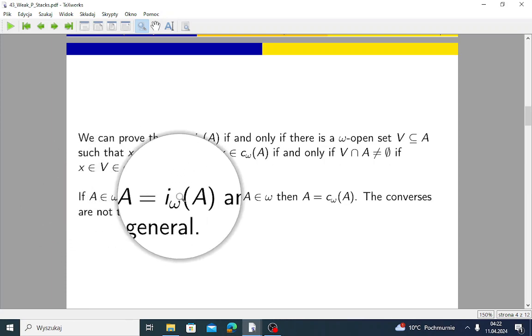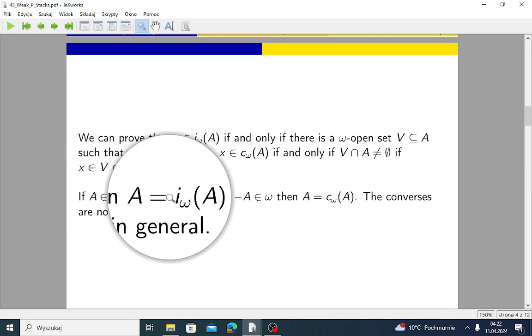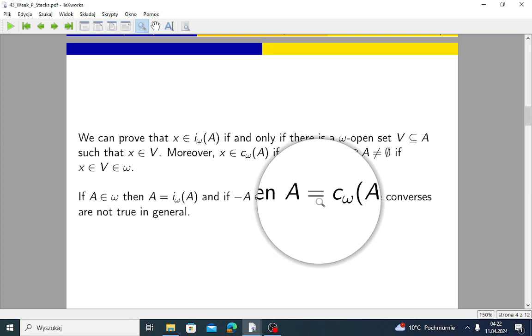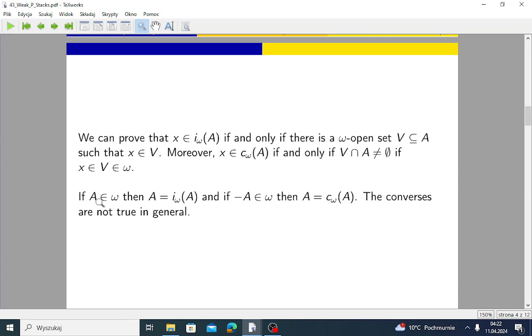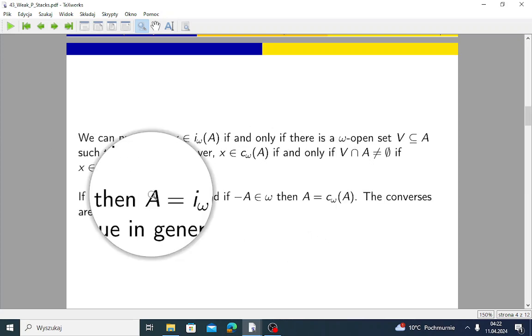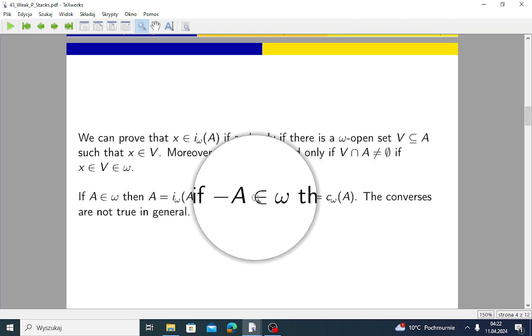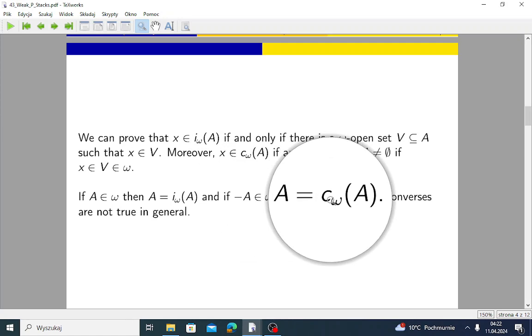These properties are specific in the sense that their converses are true in topological spaces, but not necessarily in weak structures, as you can see here. If our set is open, then it's identical with its interior. If our set is closed, then it's identical with its closure.